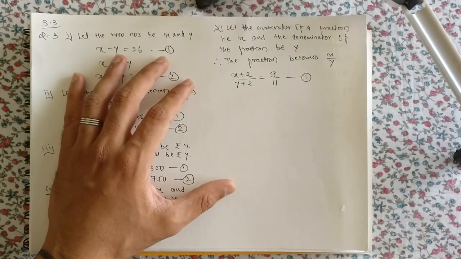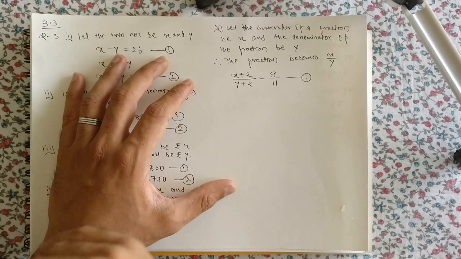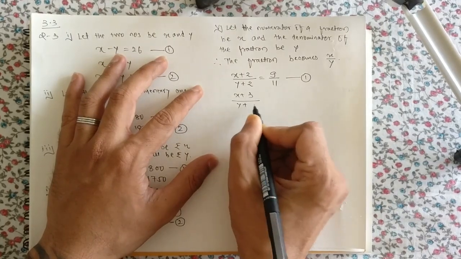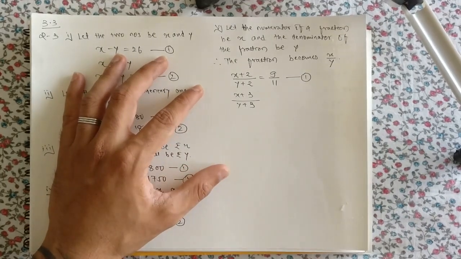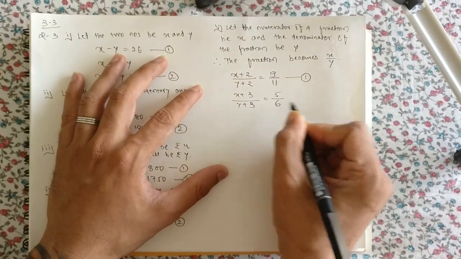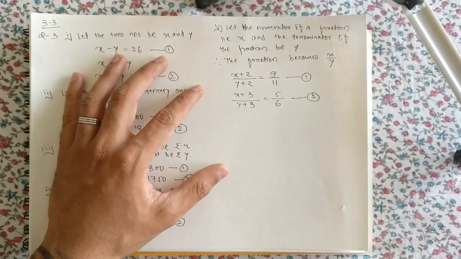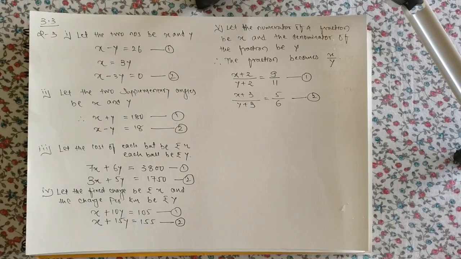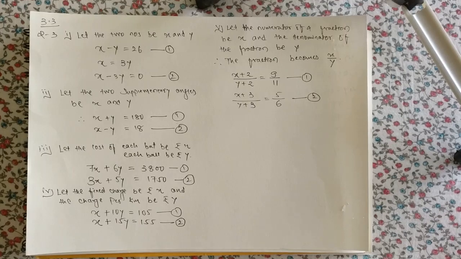Okay, there is one more statement. We want our equation number 2 also. If 3 is added to both numerator and denominator, that is x plus 3 by y plus 3, the fraction becomes 5 by 6. Equation number 2. Simplify both the equations, bring them in standard form. Only then they will become solvable. Then solve them by the method of substitution. Get the value of x and y, you will find the fraction. It is that easy, right?